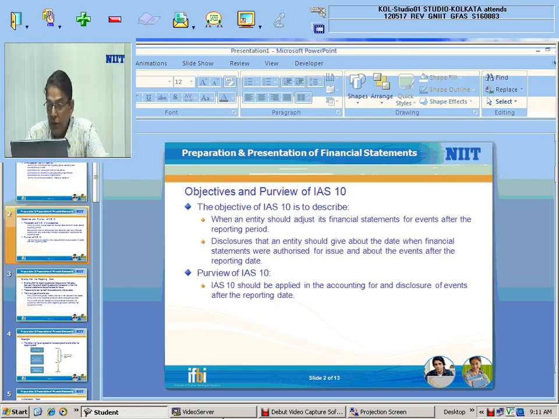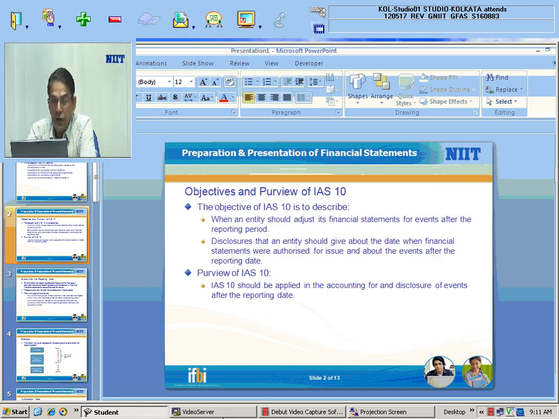The issue addressed by IAS 10 is to what extent anything that happens during the period when the financial statements are being prepared should be reflected in those financial statements. The standard distinguishes between events that provide information about the state of the entity at the reporting date and those that concern only the next financial period.